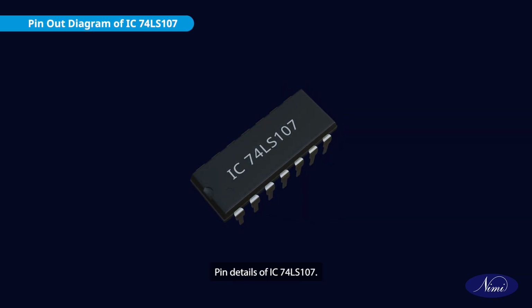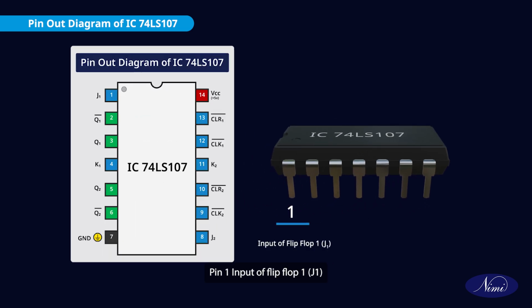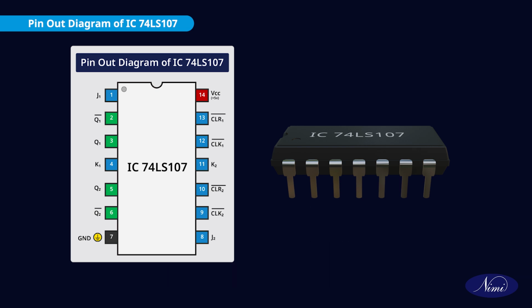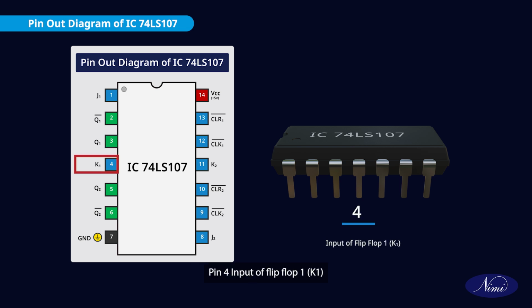Pin details of IC74LS107. Pin 1, input of flip-flop 1 J1. Pin 2, complementary output of flip-flop 1 Q1. Pin 3, output of the flip-flop 1 Q1. Pin 4, input of flip-flop 1 K1.